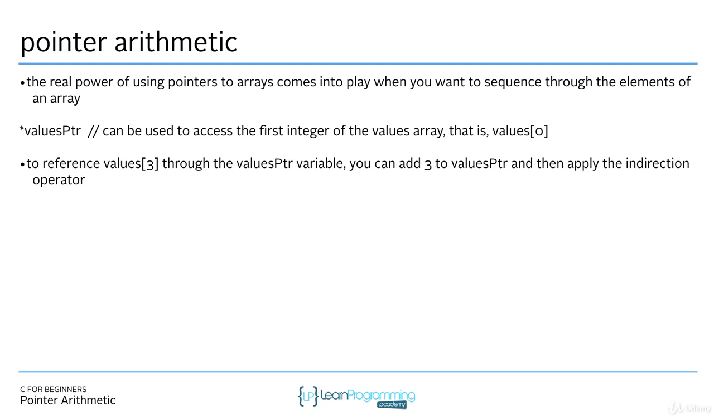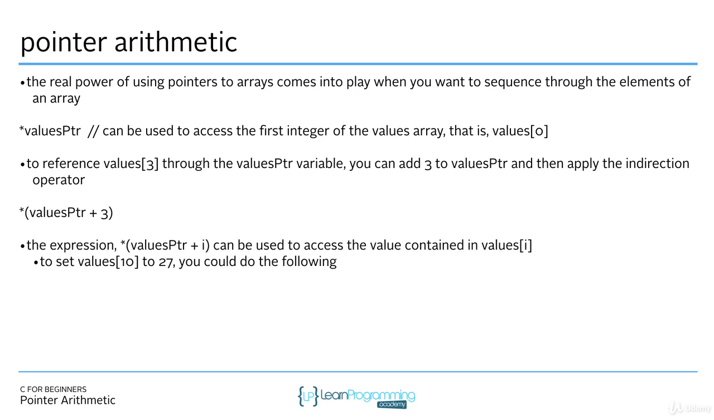If you wanted to reference value sub 3 via the pointer variable, all you have to do is add 3 to the values pointer and then apply the indirection operator to dereference it. So you could just do something like this. You can say values pointer plus 3 and then dereference it with the asterisk, and you usually put the parentheses around the sum to make it clear. What this is doing is it's saying values pointer, which is an address to the first element in the array, is adding 3 to it. And it's actually going to multiply the bytes times the integers, but this is essentially going to point to sub 3, the fourth element in the array.